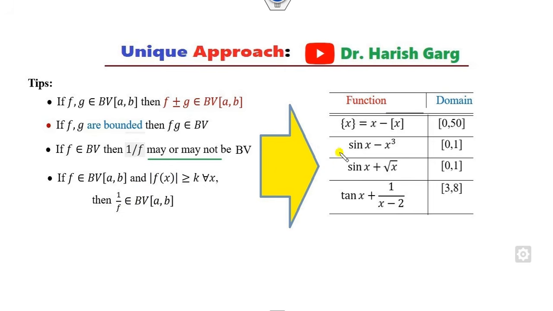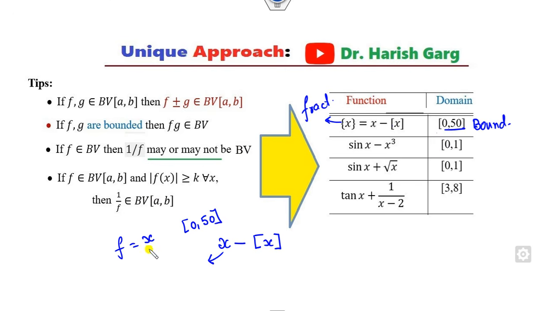Look at these examples. You can see it is nothing but f minus g, that is a fractional part, a fractional component. So if I say x minus the greatest integer of x, clearly the domain is bounded. If I consider f as x, the domain is 0 to 50. Clearly this function is bounded over this domain, plus this function is monotonically increasing. If the function is bounded and monotonic, it means this function is of bounded variation. So this is of bounded variation.